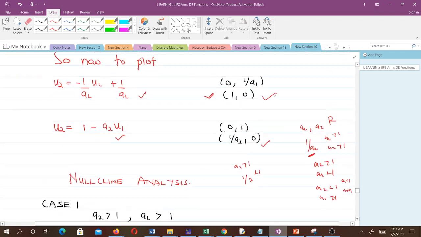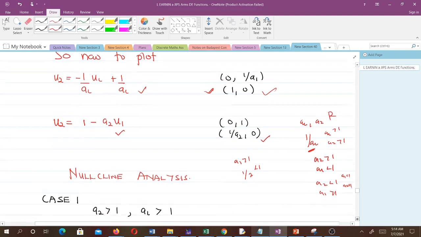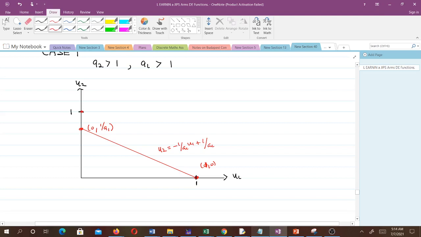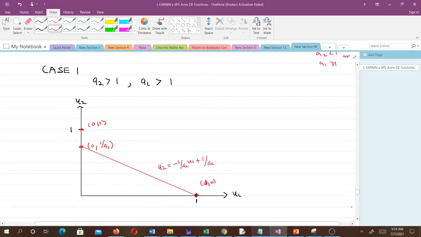Right? So we have to plot the second equation or line here, right? So that one is U2 equals 1 minus A2 U1, right? And now the points that we have are 0, 1 and 1 over A2, 0. So this will be 0, 1. It's very easy to locate it, right? But now we have to plot 1 over A2, 0. But we are considering a case when A2 is greater than 1. So that means that 1 over A2 will be less than 1, right? So 1 over A2 can be somewhere here. So this will be 1 over A2, 0. And that will also give us this line when we plot it.